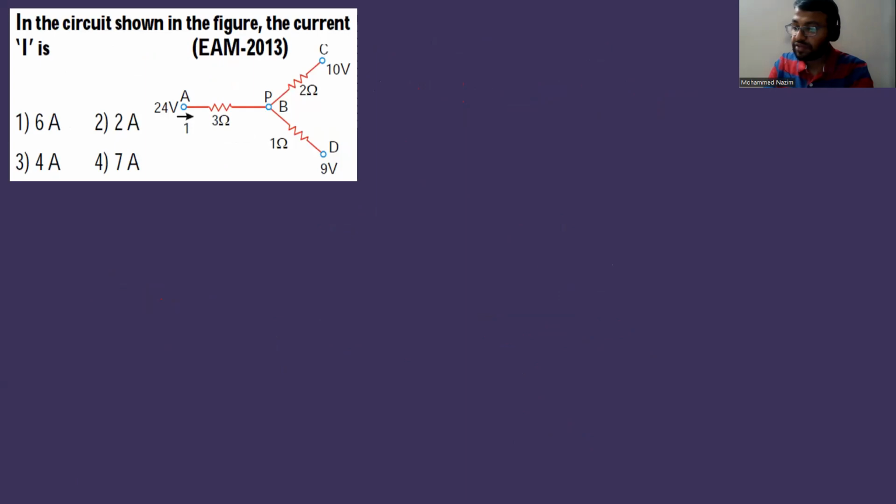In the circuit shown in the figure, what is the current I? So here, this is a 24 volt potential. This is a 10 volt and this is at 9 volt.